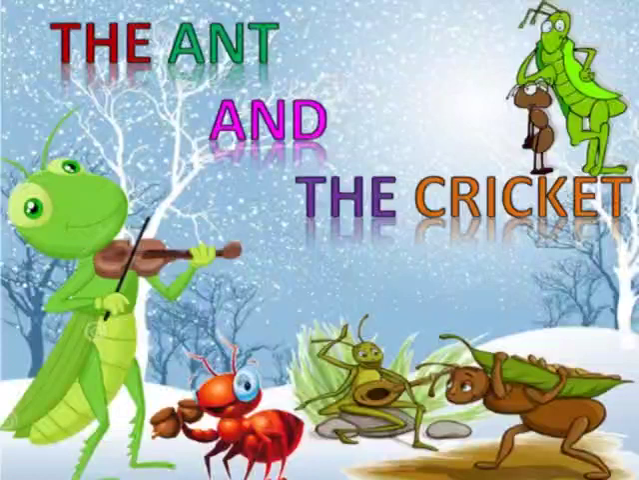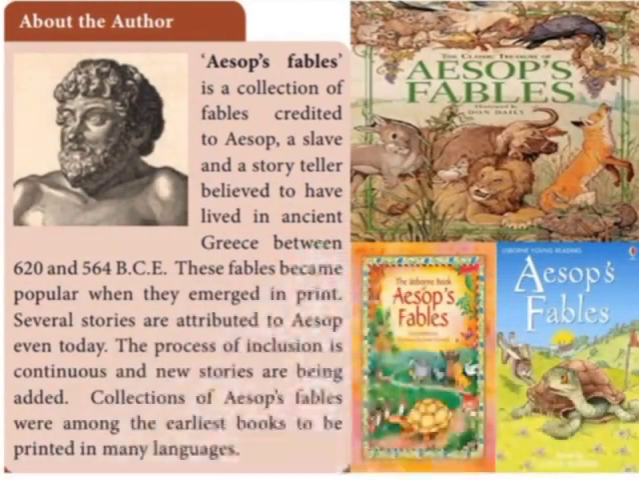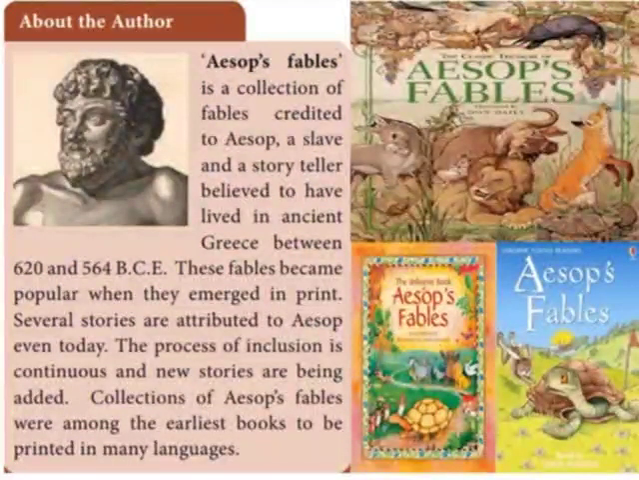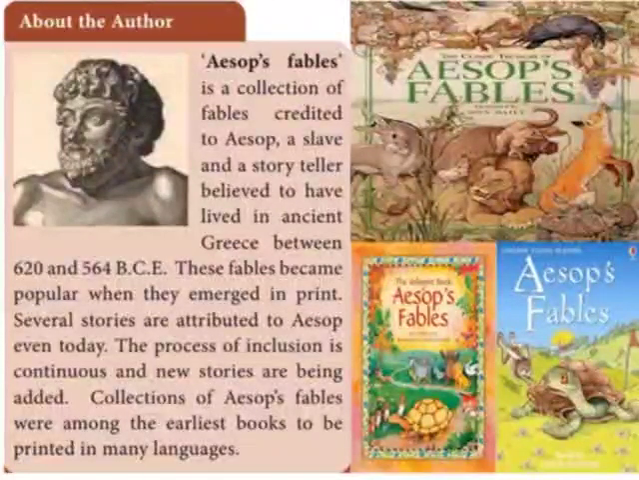Now the poem The Ant and the Cricket is taken from Aesop's Fable. So what does this mean? What does a fable mean? What does Aesop's Fable mean? Let's see. A fable is a story with animals as characters, and it conveys a moral. Every fable normally has a moral. It gives a moral in the end. So that is about fable.